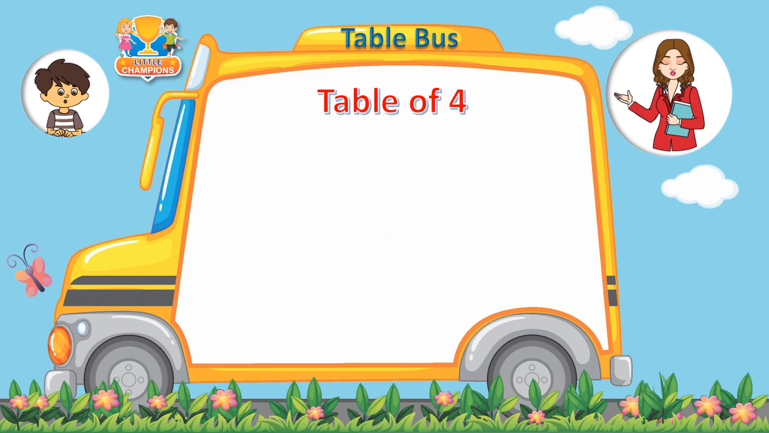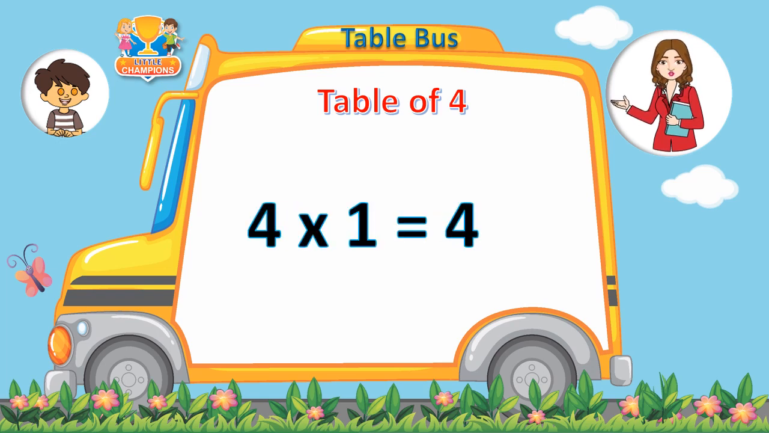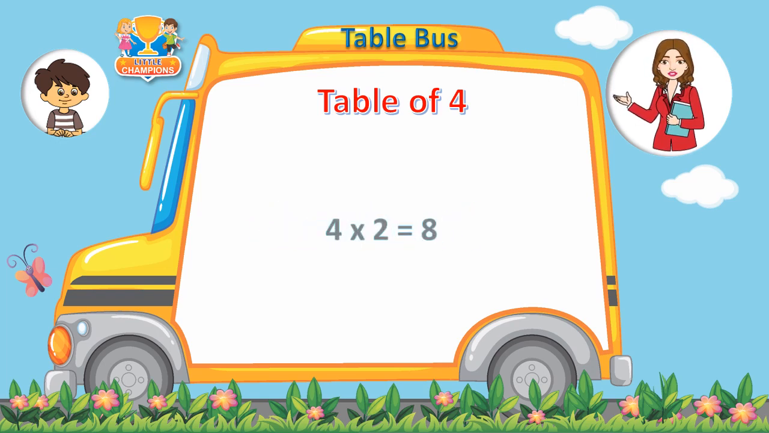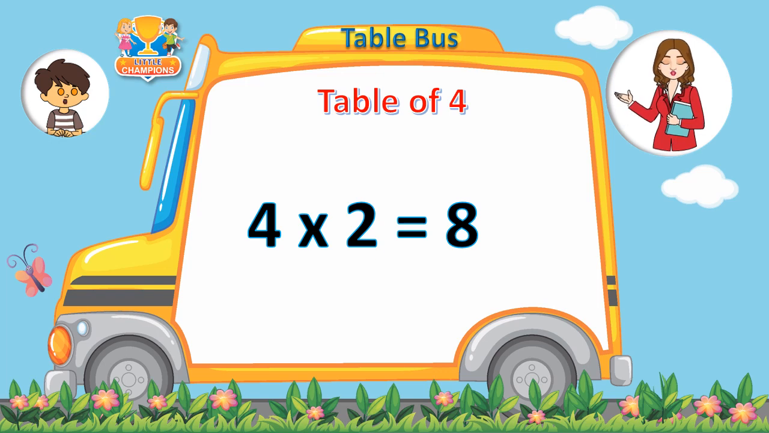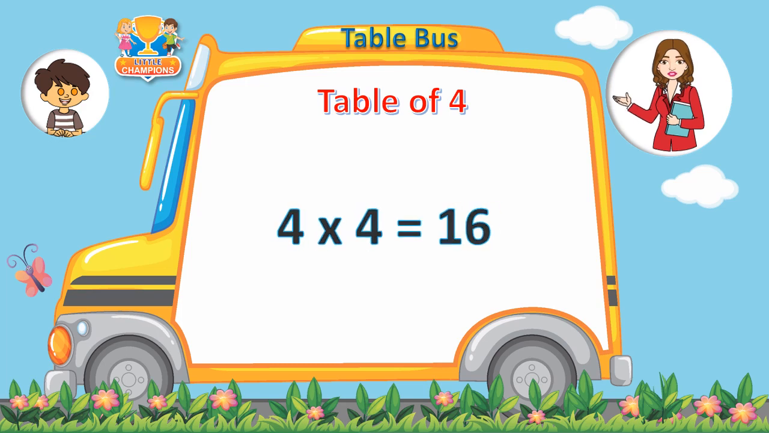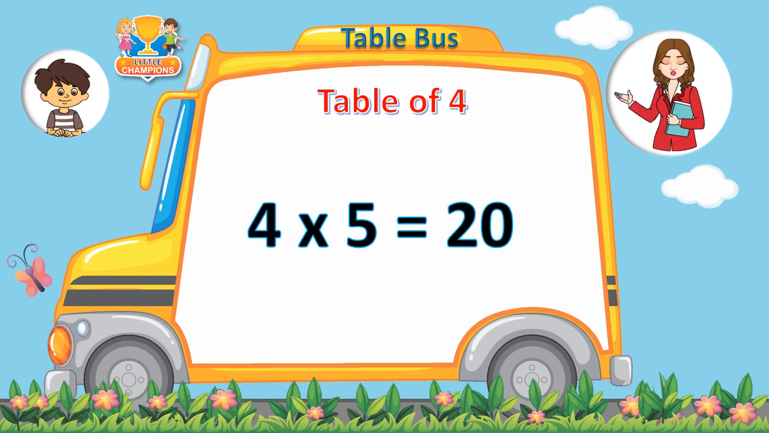Table of four. Four ones are four. Four twos are eight. Four threes are 12. Four fours are 16. Four fives are 20. Four sixes are 24.